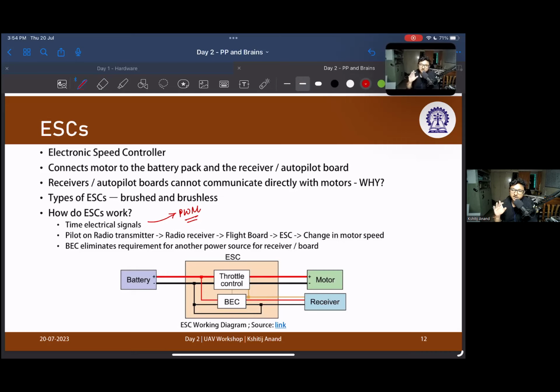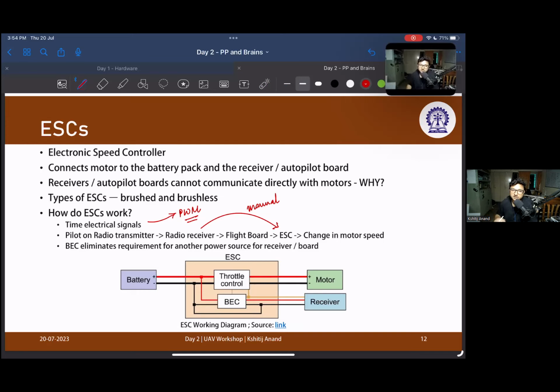So how does a signal travel? The pilot on the radio transmitter sends a signal to the radio receiver, and the receiver picks up the signal. It sends it to the flight board, or it can also send it directly to the ESC. If there is manual control, the radio receiver sends it directly to the ESC. If there is automatic control, the signal passes through the flight board, and then the ESC controls the motor. That is how your motor is controlled.